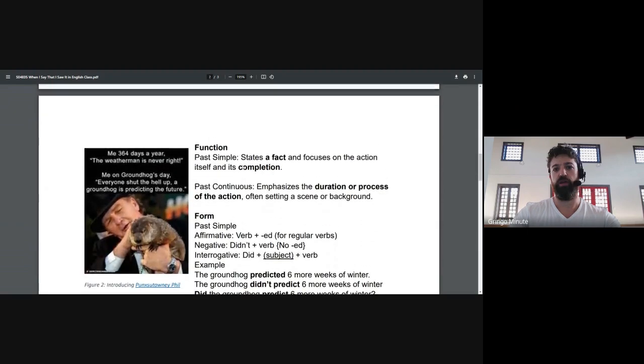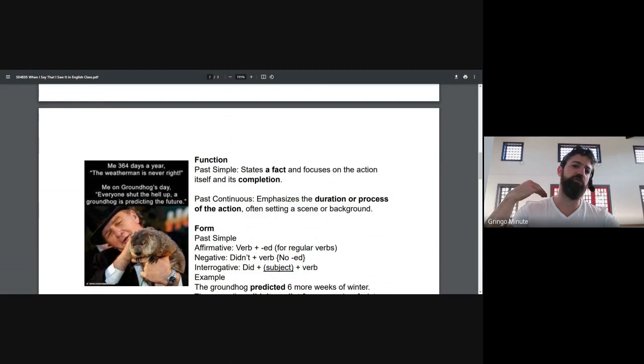Now, the function, what are they for? Whenever you hear the word simple, I want you to think of a fact. I lived in New York. Cool. I played soccer. Understood. I watched that movie. Got it. You transmit a fact, and it's focused on the action being completed.